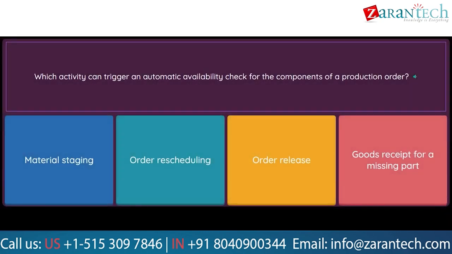Question: which activity can trigger an automatic availability check for the components of a production order? Option 1: material staging. Option 2: order rescheduling. Option 3: order release. Option 4: goods receipt for a missing part.